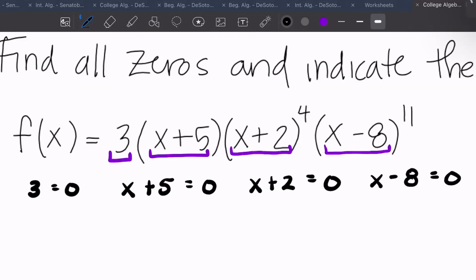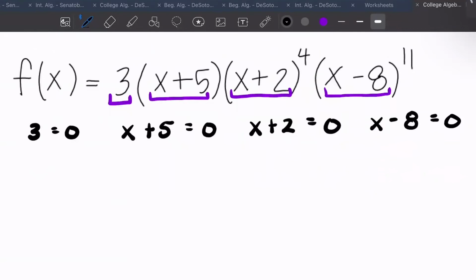So just what was inside my parentheses. You have 3 equals 0. Well, that's not true. 3 does not equal 0. That is a false statement. So you ignore it, you cross it out. x plus 5, you get x equals negative 5. x plus 2, you get x equals negative 2. x minus 8, you get x equals 8.